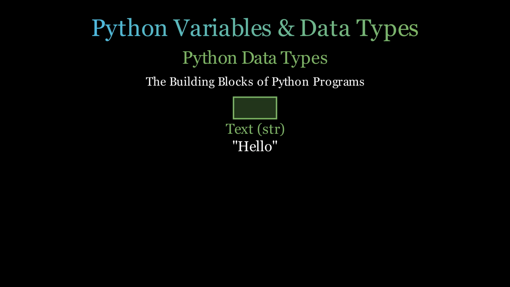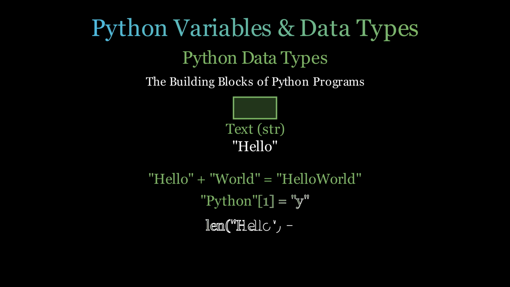Now let's examine strings more closely. Strings represent textual data and are immutable, meaning once created they cannot be changed. Python provides many operations for working with strings. Strings can be concatenated with the plus operator. You can access individual characters using indexing. The len function gives you the string length. There are also many useful methods, like lower, to convert to lowercase.